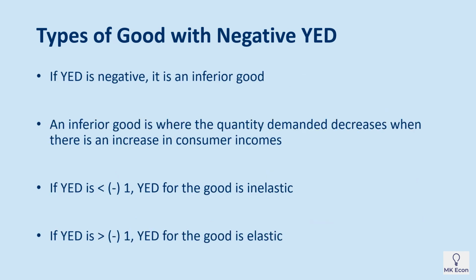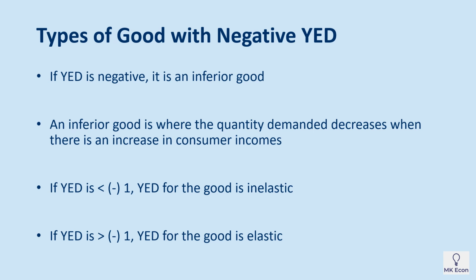So if YED is negative, the product is an inferior good or perceived to be an inferior good. So perhaps consumers may see supermarket own brand value products as inferior. That may or may not be true. And when incomes go up, they may choose to swap to other better known brands. So an inferior good is simply where the quantity demanded decreases when there is an increase in consumer incomes.